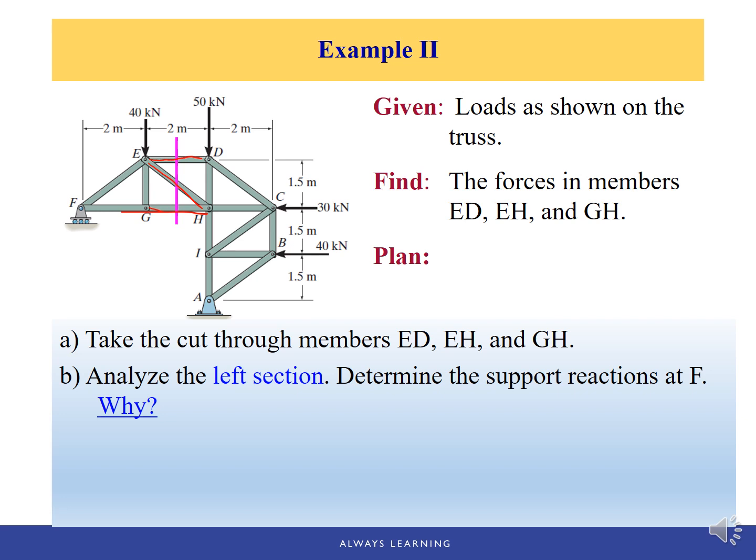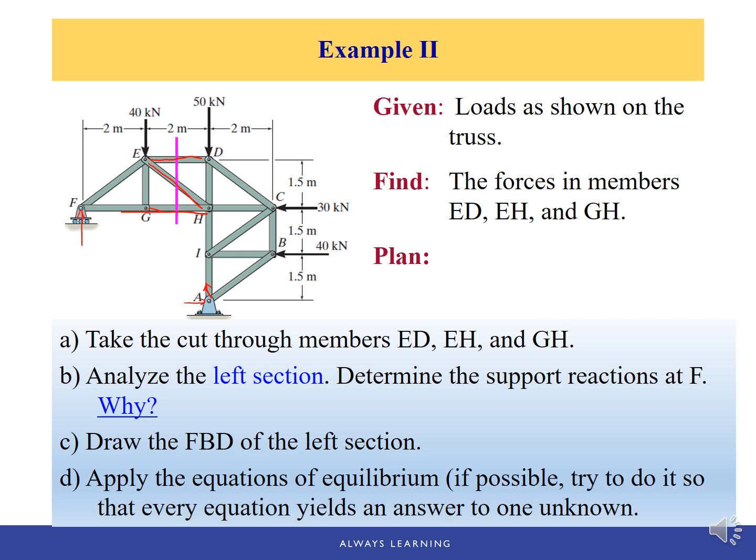The reason, first, just like example 1, it has fewer forces applied on it. Second, the support reaction at pin F, there is only 1 support, whereas at pin A, there are 2 support reactions. So overall, we have fewer forces on the left segment. So we're going to draw the free body diagram of the left segment with the internal forces exposed as externals. Then we're going to write the equations of equilibrium to solve for the unknowns.